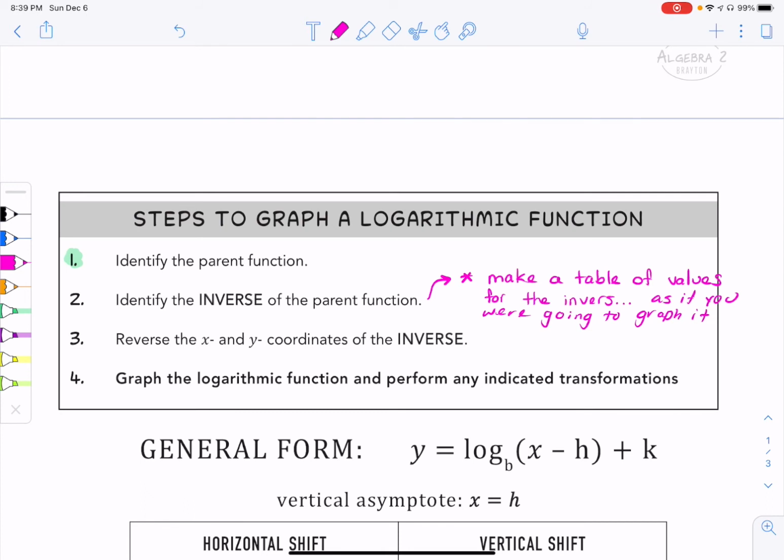So make a table of values as if you were going to graph it. The third step says to reverse the x and y coordinates of the inverse. So that means you're switching everything. You're switching your x and y coordinates, you're switching your domain and range, you're switching the asymptote. You're reversing all x and y coordinates.